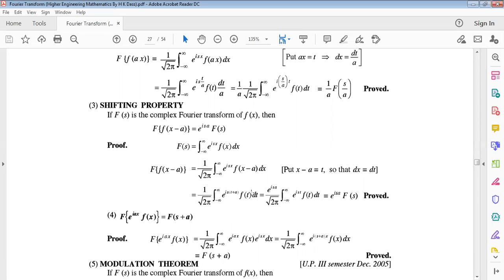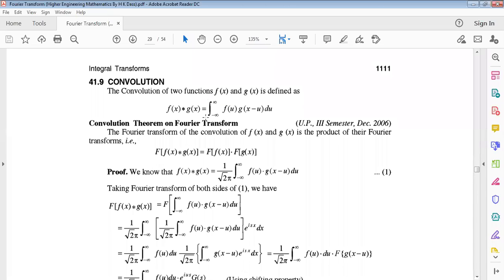From this, substitute the value t plus a, then f of t dt. Now e to the power isa, separating the exponential function from this total power, e to the power isa divided by root over twice pi, integral from minus infinity to plus infinity of e to the power ist, where t is the main variable here. This is why it will be the Fourier transform of f of s. This is why it is called the shifting property.